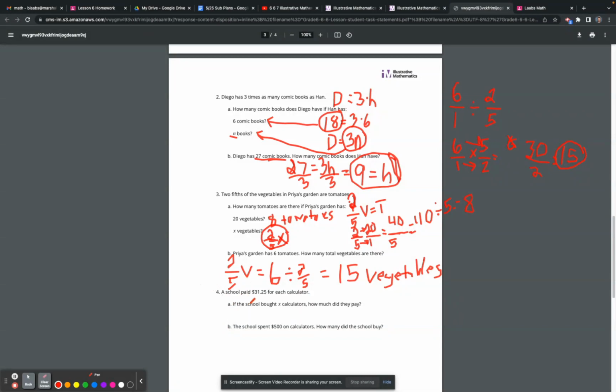All right, this one, school paid $31.25 for each calculator. If the school bought X calculators, how much did they pay? So we don't know the amount of calculators that they bought, but if we did, we would multiply that amount of calculators by the cost of each one. So our answer to that is just going to be the equation that we would do to find the answer if we know what X equals. So $31.25 is how much each calculator costs. And we would multiply that by X, and that would give us the total amount once we know what X equals.